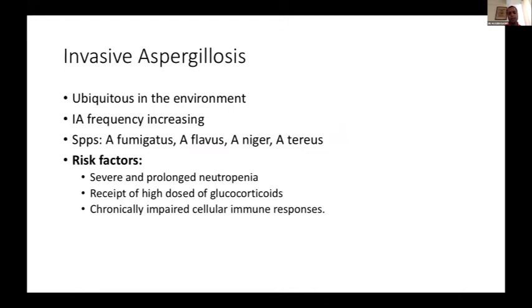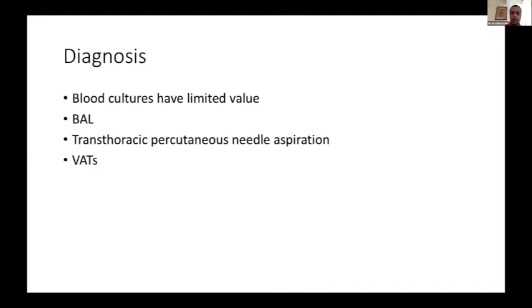The frequency of invasive aspergillosis is increasing, and the most common species are the ones that I've mentioned, the fumigatus, flavus, niger, and terreus. The risk factors for invasive aspergillosis are severe and prolonged neutropenia, receipt of high doses of glucocorticoids, like what happens in our patients, and chronically impaired cellular immune responses. Again, in our patients, we tend to use our transplant rejection medications, which basically impair the cellular immune responses. So this is a perfect milieu for our patients to get aspergillosis as well.